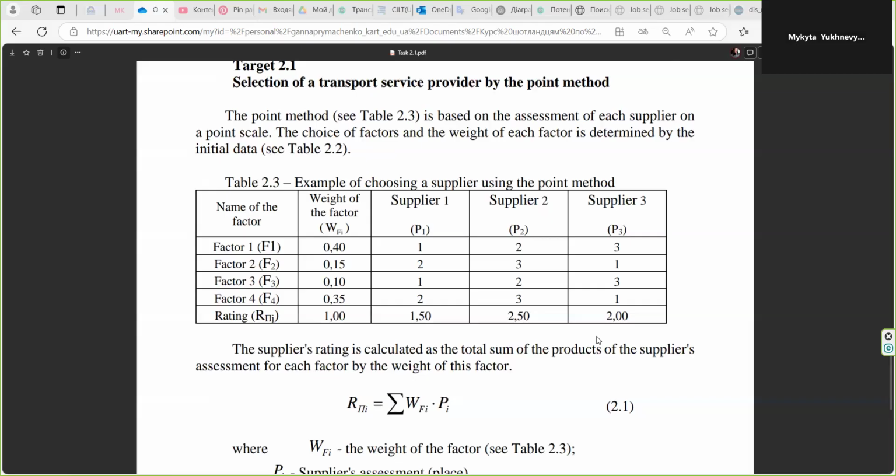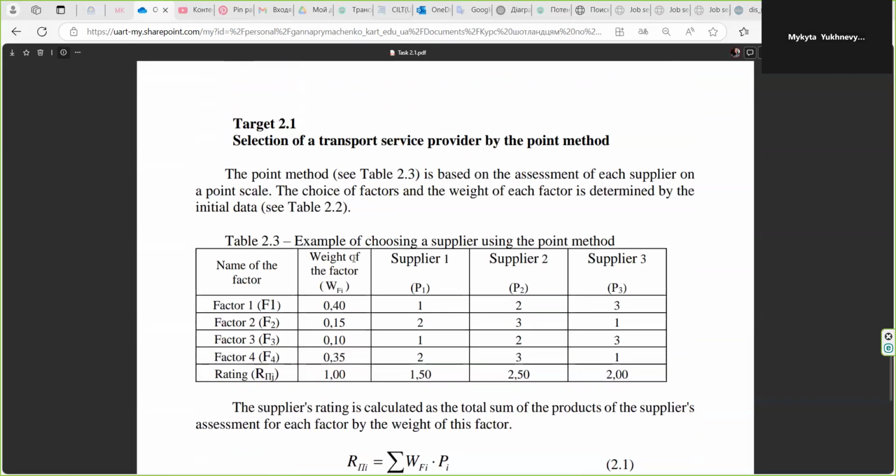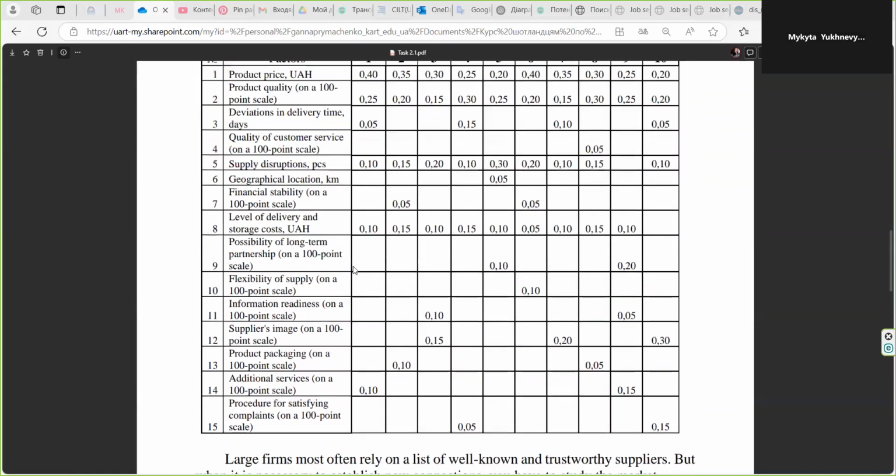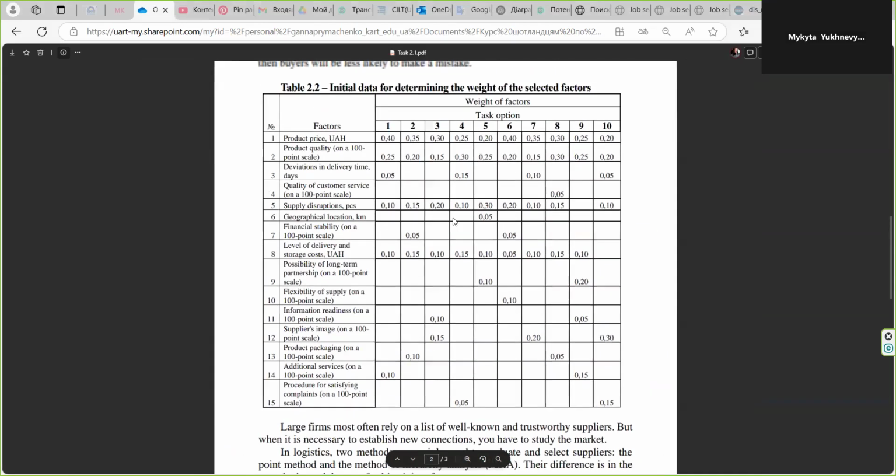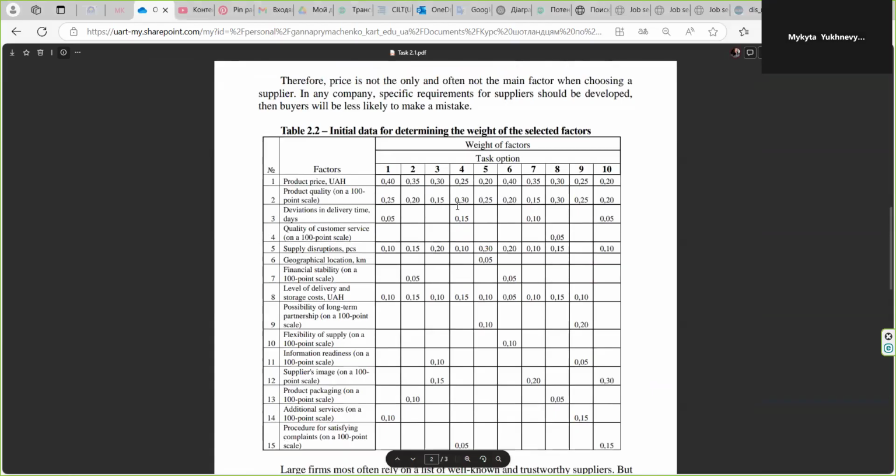I did it. Okay, so we need to write information in our second column with the weight of the factor. We find our variant in this table 2.2. I will do it not so big. Very good. Okay, you find, choose your variant, for example, first variant, and write in the second column this information from your correct column for your variant. Only 6 factors are for you.